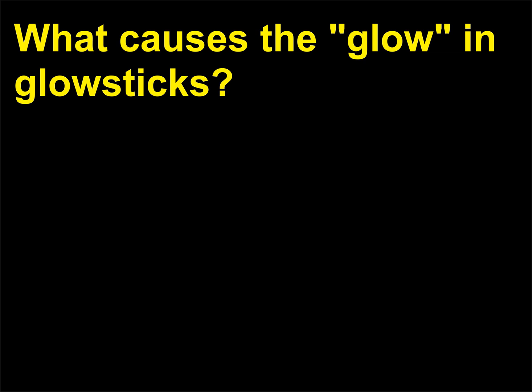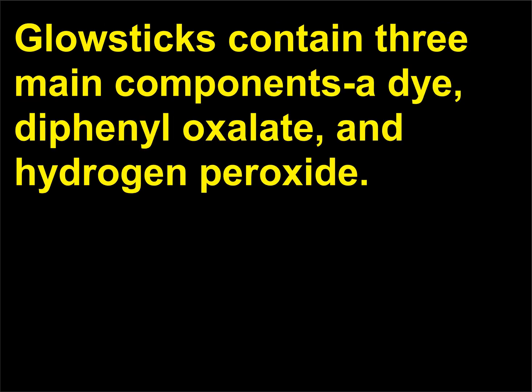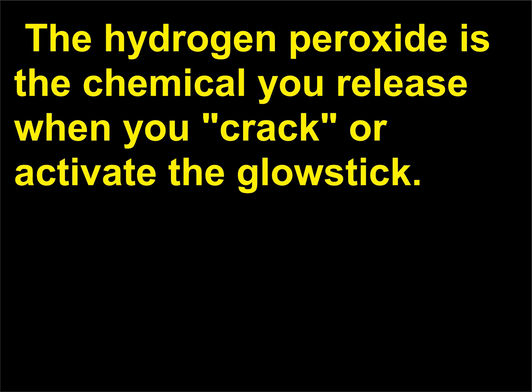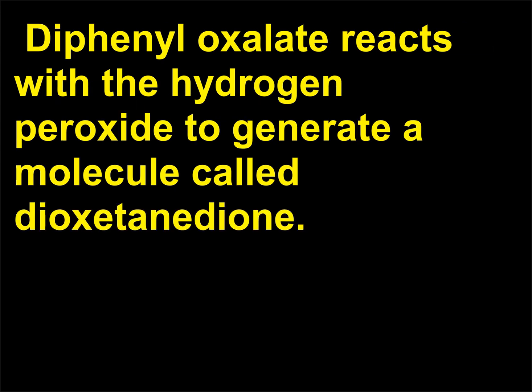What causes the glow in glow sticks? Glow sticks contain three main components: a dye, diphenyl oxalate, and hydrogen peroxide. The hydrogen peroxide is the chemical you release when you crack or activate the glow stick. Diphenyl oxalate reacts with the hydrogen peroxide to generate a molecule called dioxydenediene.